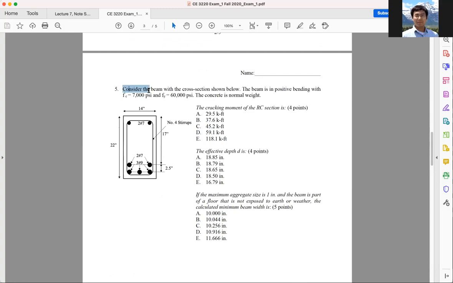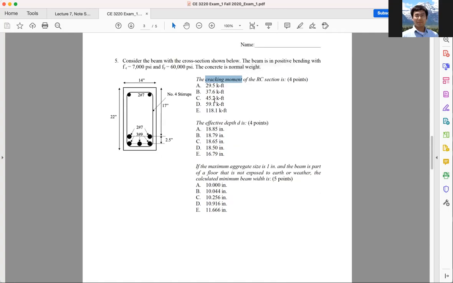Number 5, consider the beam with a cross section shown below. The beam is in positive bending with f'c is 7,000 psi, fy is 60,000 psi. The concrete is normal weight. Okay. Now the cracking moment of the RC section. How do I calculate cracking moment? I use modulus of rupture and I use the section properties. Remember that equation? If you forgot, go back, right? I can quickly calculate these numbers.